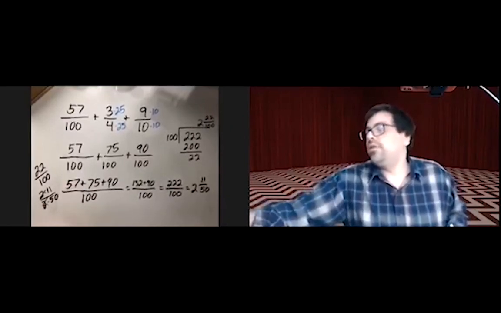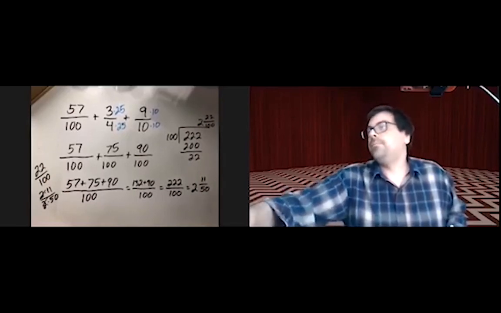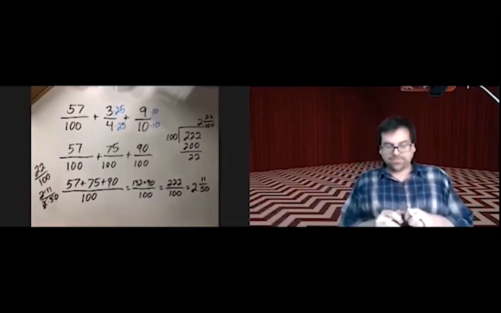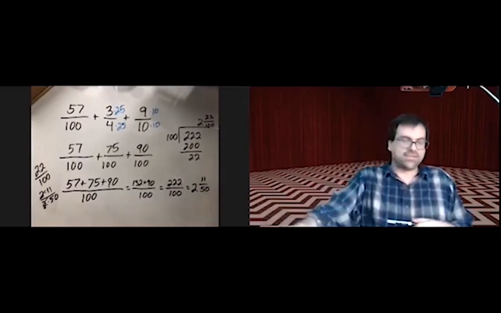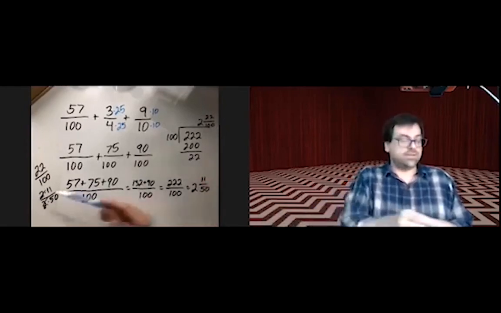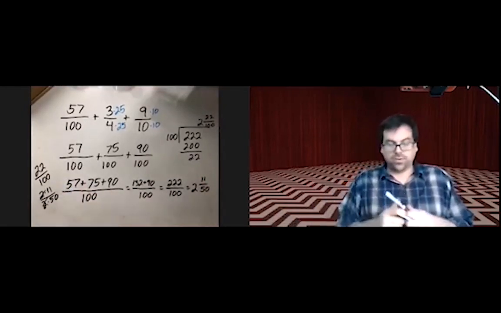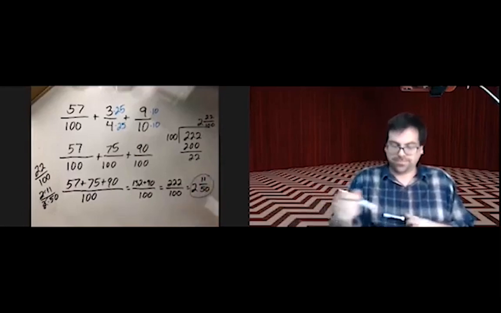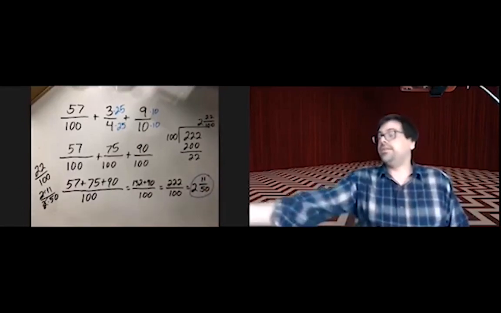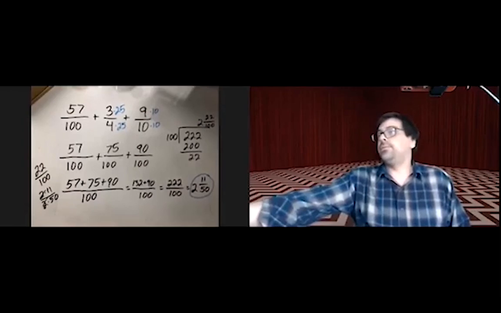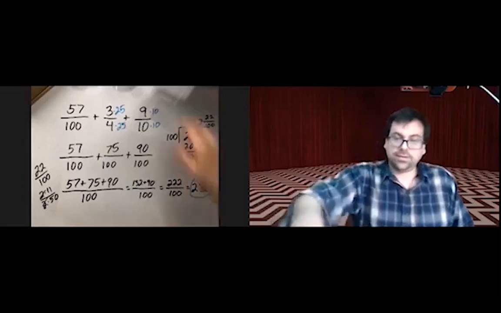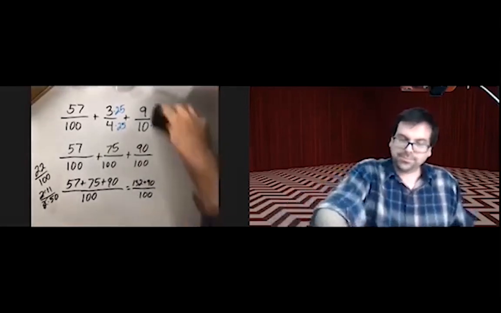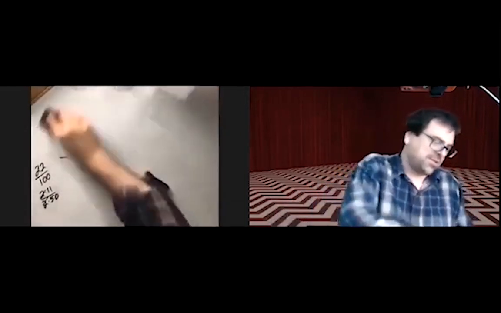And sure enough, that one will be accepted. So remember, it's not enough to change it to a mixed number. The fraction piece of it still needs to be reduced. 2 and 11 50ths. Let's do another. I promise we'll do some subtraction before we're done.